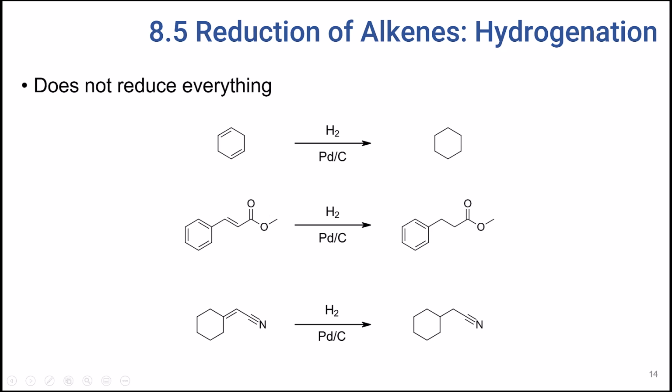It will reduce dienes. If we have 2 double bonds, that's going to reduce the double bonds, so that we just have cyclohexane here from cyclohexadiene. It will reduce the double bond here in this ester, but does not reduce the benzene double bonds. And then if we have a nitrile, the C triple bond N and this alkene here, that's going to reduce only the alkene. So it's going to leave the nitrile alone.